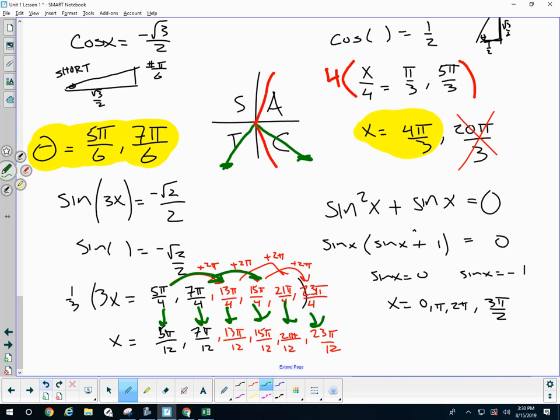Finally, this one, again, we factor. We have an equation set equal to 0. We have 2 equations after we factor that we solve. One is sine 0 at the horizontals, one is sine negative 1 at the vertical on the bottom.